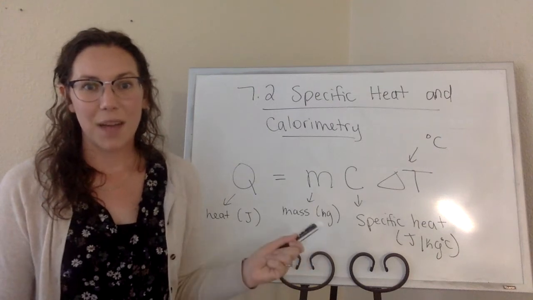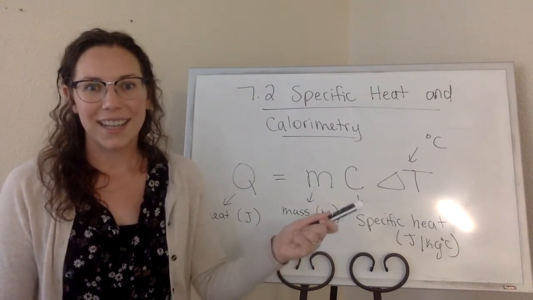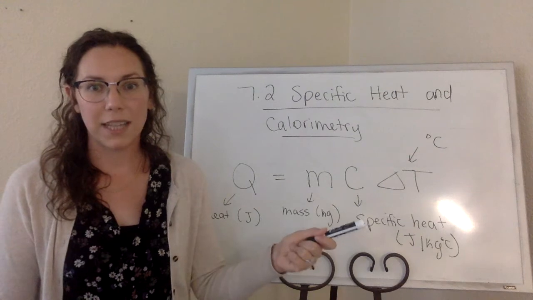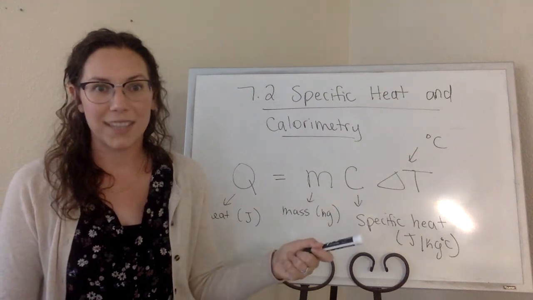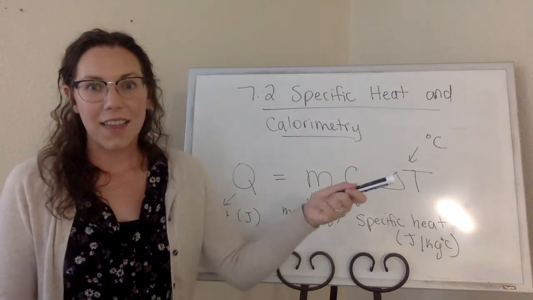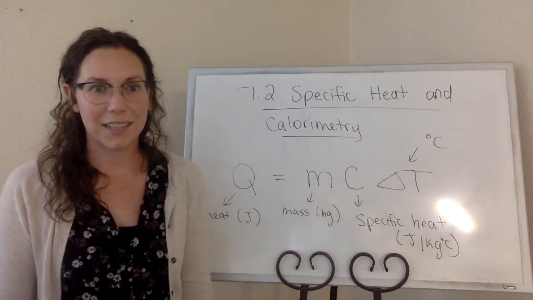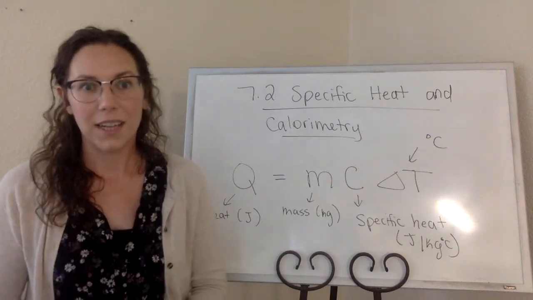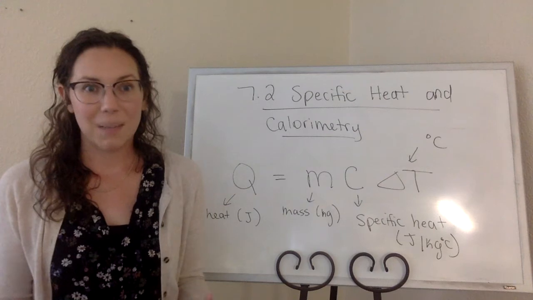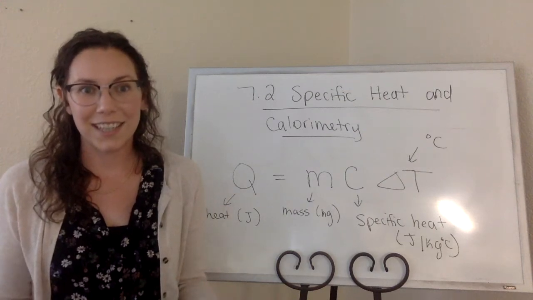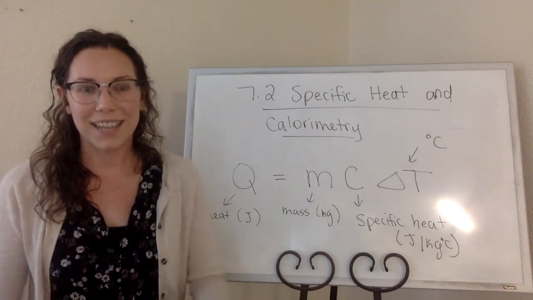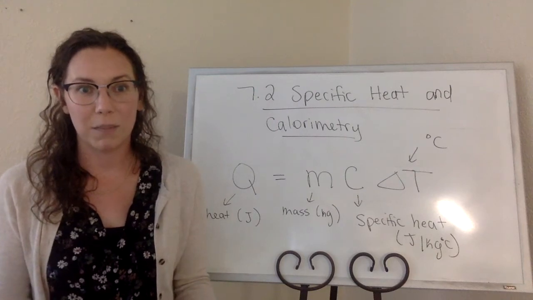T. So m is mass in kilograms. C is a constant called the specific heat, which is in joules per kilogram degree Celsius or degree Kelvin. And then the change in temperature is in degrees Celsius again, or Kelvin. So the specific heat does depend on temperature and pressure conditions, but for standard conditions, we can take that to be a constant for a specific material.